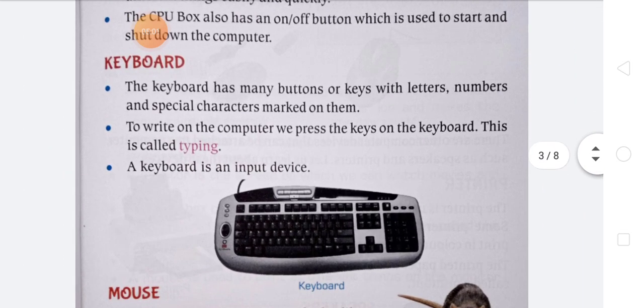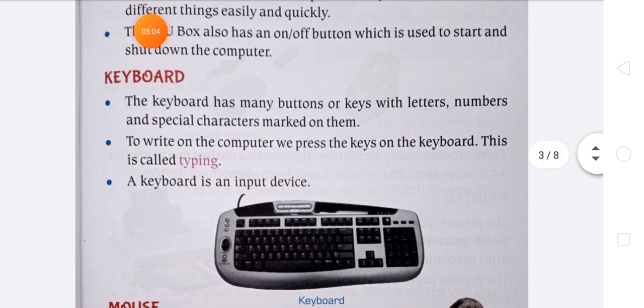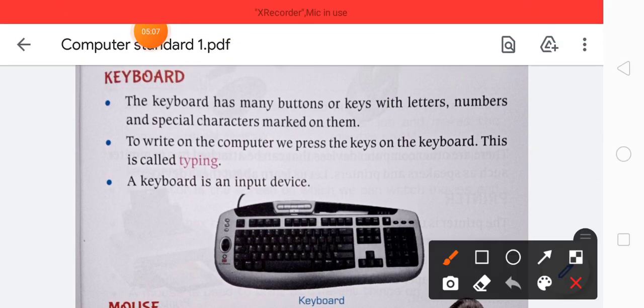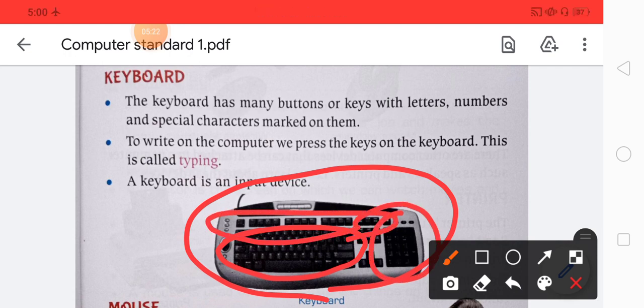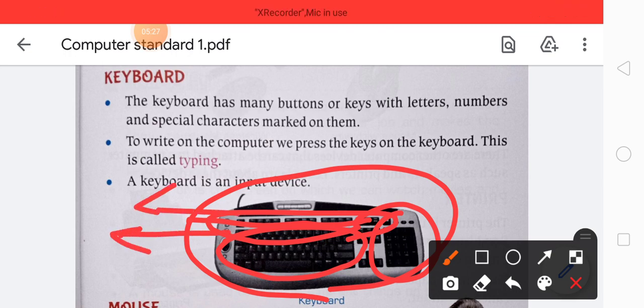Okay students, next you can see this is the keyboard. This is the next part of a computer. The keyboard has many buttons. You can see in the picture that this keyboard has many buttons with letters. Here these are the letters, these are the numbers, and these are the special keys. These are the function keys in the first row, and the second row has different characters or special keys. To write on the computer we press keys on the keyboard.